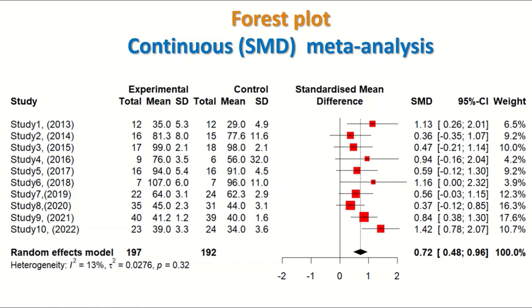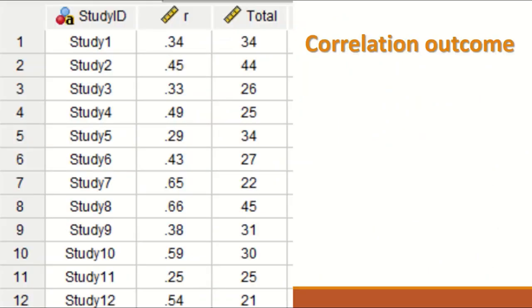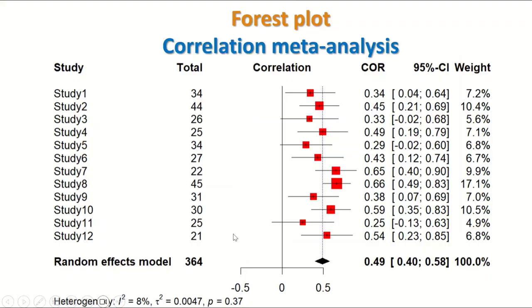So this is the format the forest plot output will be produced in. If the effect size is based on correlation coefficient, then the outcome should be continuous. And this data here I have placed for 12 studies. For each study, the correlation coefficient is given with the total number of participants. A forest plot for this correlation meta-analysis looks like this format.